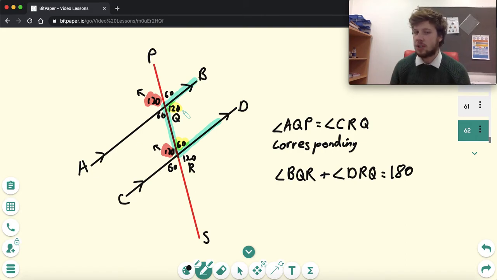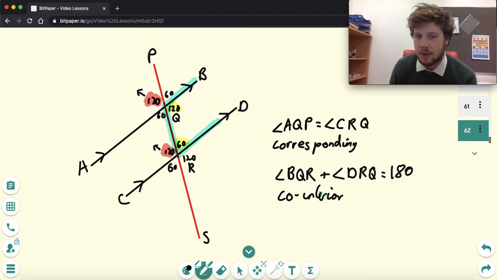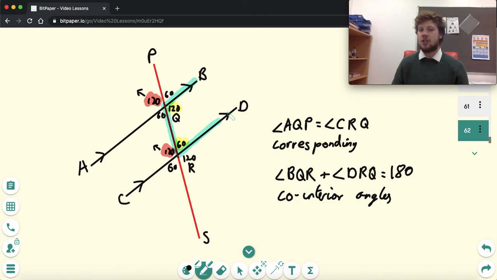So what is the rule that we use for this? Well, if we think about B, Q, R, and D being like a house, we call these co-interior, so they are interior to this house, and like an interior decorator decorates the inside of a house. These are co-interior angles. If we get a scenario where we don't cross any lines, they're inside, we just call this co-interior angles.